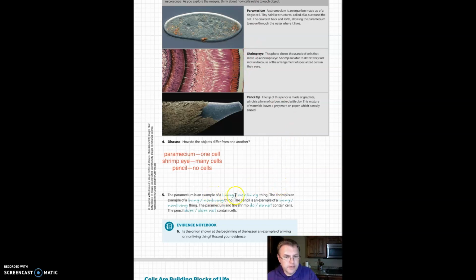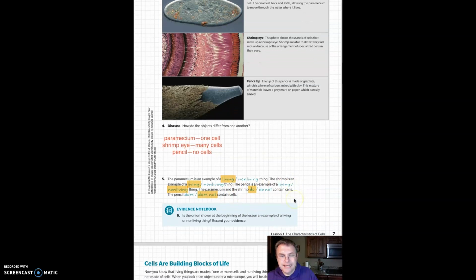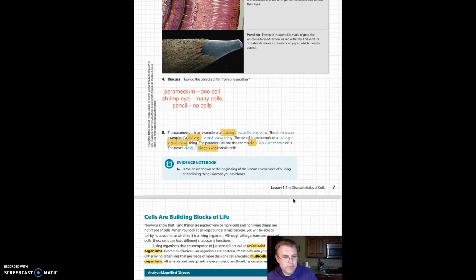Alright, next little part that we have here: the paramecium, it says, is an example of a living or a non-living thing. Well, that's going to be a living thing. The shrimp is an example of a living or non-living? Yeah, shrimp's going to be a living thing as well. The pencil is an example of a non-living thing. Paramecium and the shrimp do or do not contain cells? Those do contain cells, but the pencil, since it's been processed, does not contain cells.